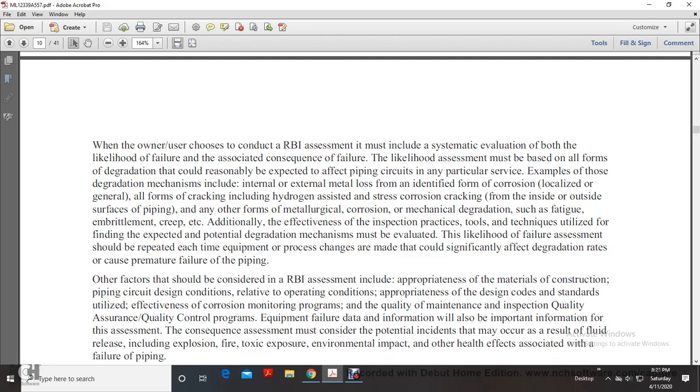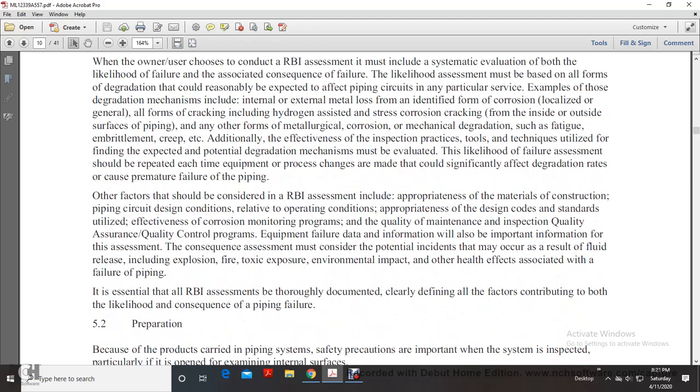The effectiveness of the inspection practices, tools, and techniques used to find the expected potential degradation mechanism must be evaluated. The likelihood of future failure assessment should be repeated each time equipment and process changes are made that could significantly affect the degradation rate or cause failure of the piping. Other factors to consider in the risk-based inspection assessment include the appropriateness of the materials of construction for the piping circuit, design conditions relative to operating conditions, appropriateness of the design code and standard, the effectiveness of corrosion monitoring programs, and the quality of maintenance inspection, quality assurance, and quality control programs. Equipment failure information is also important for the assessment.